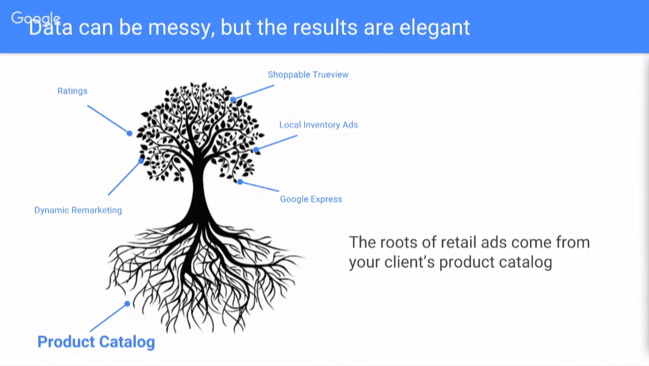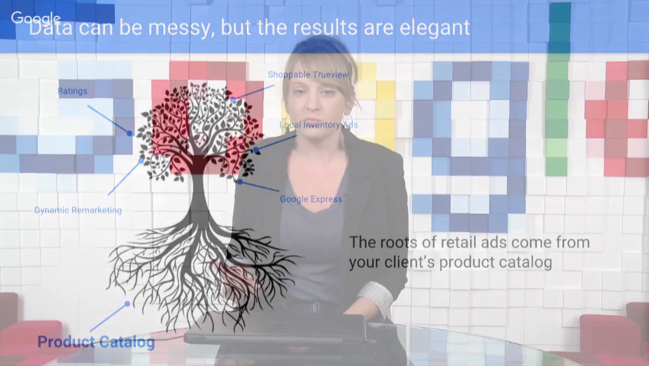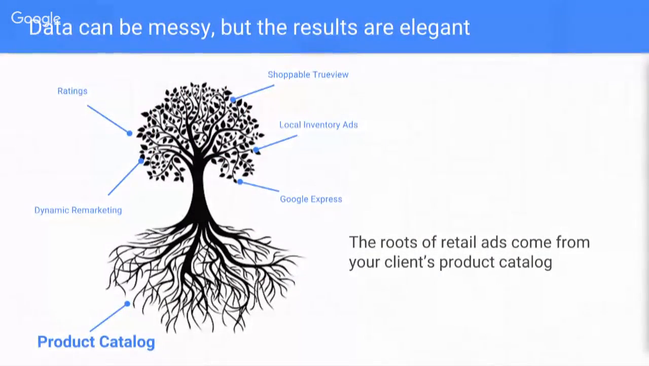The cool thing is that it doesn't stop there. I know this can be messy and a little intimidating, going through all of this data. It can be a tangled mess, kind of like roots. But when we clean it up, we're setting ourselves up for success in lots of other products, not just shopping, but shoppable TrueView, local inventory ads, and dynamic remarketing. These all need this product feed in order to work correctly. So the data can be messy, but if we get it cleaned up, the results are absolutely elegant.